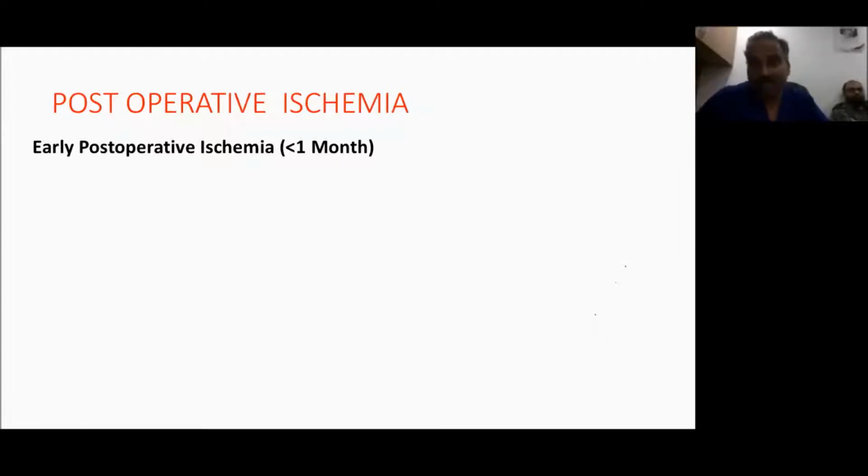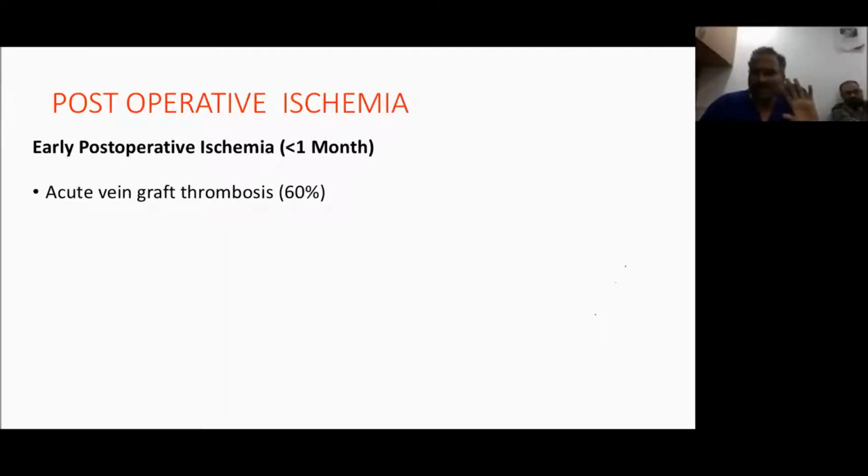In post-operative ischemia, we can divide it into early and late ischemias. Early is less than 1 month, and then 1 month to 1 year. The reasons are different in these situations. If you see the early post-operative ischemia, that is less than 1 month, the most common cause is acute vein graft thrombosis. 60% of the time, this is the cause for early post-operative ischemia.